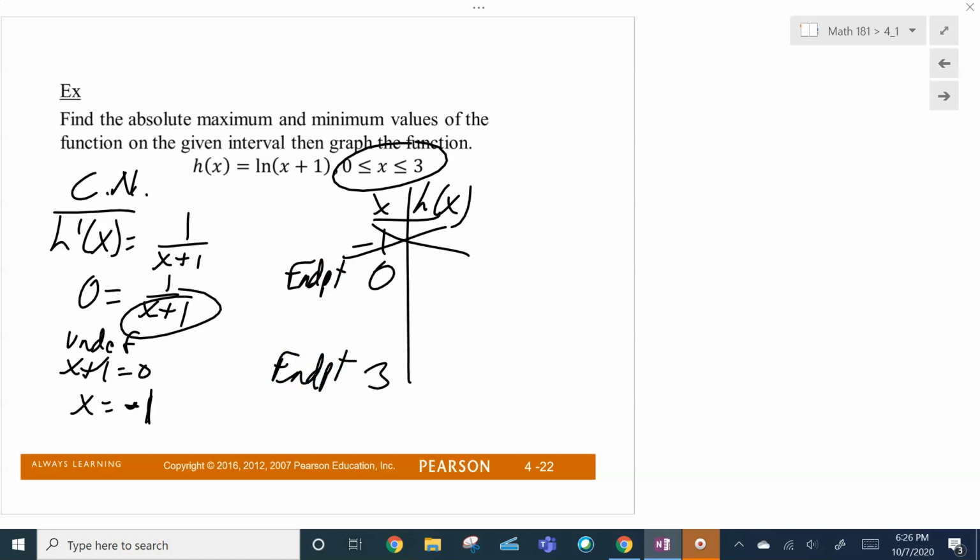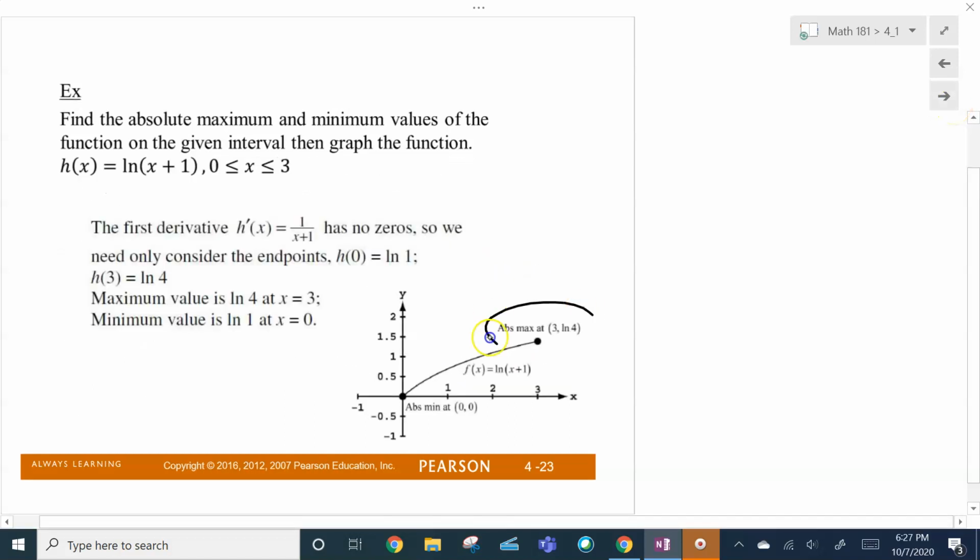So plug 0 into the original function. And by the way, think about that. If we'd thrown -1 in, it's not even defined in the natural log, right? So anyways, throw 0 in. 0 plus 1 is 1. Natural log of 1 is 0. Throw 3 into the original, ln of 4. So here's our min. Here's our max. Got a picture of it right here.